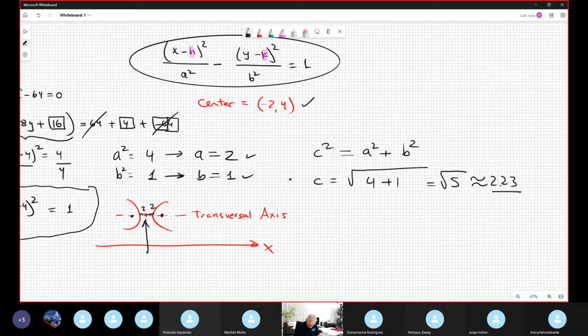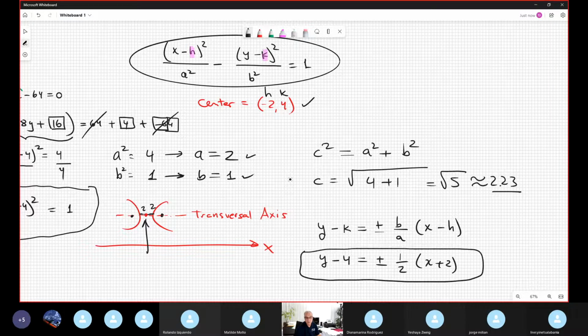Okay. And also the equation for the asymptote is y minus k equal plus or minus b over a parenthesis x minus h. In our specific example, the center, this is h, this is k. So now is y minus 4 is equal plus or minus 1/2, because b is 1, a is 2, parenthesis x minus h gets plus 2. Double minus become positive. This is the equation for the both asymptote. That asymptote and that asymptote.